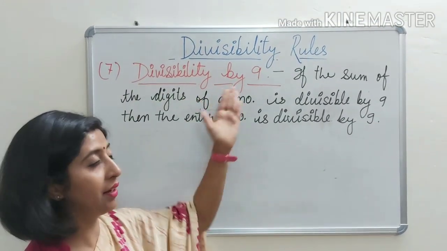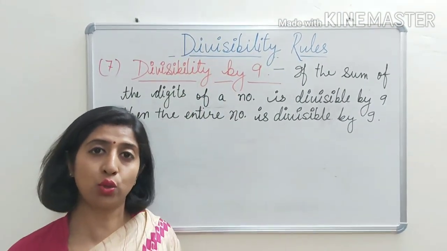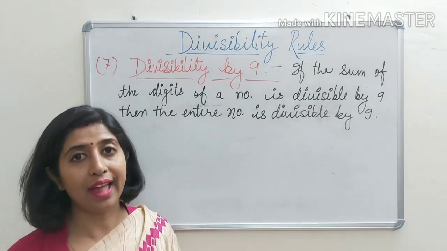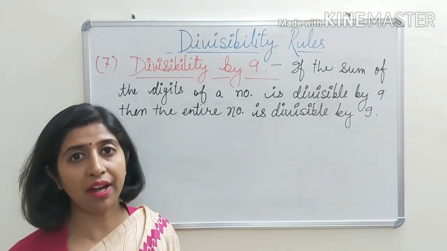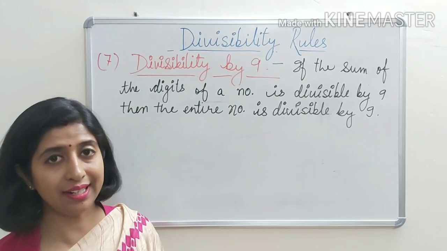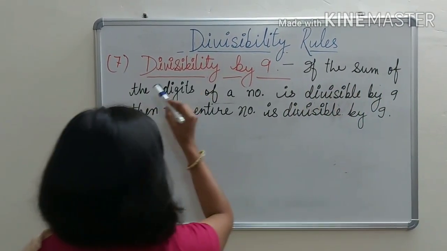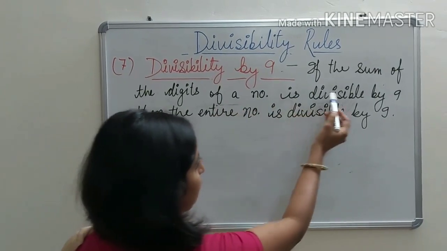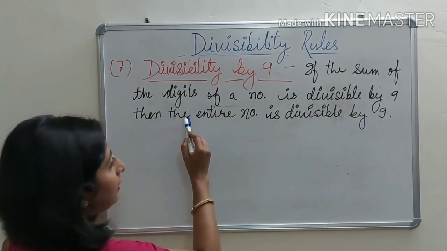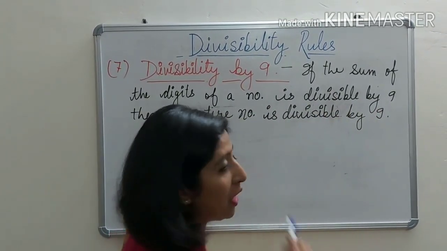Divisibility by 9. With the help of this rule, we'll come to know whether a number is divisible by 9 or not. Let's see what the rule is. If the sum of the digits of a number is divisible by 9, then the entire number is divisible by 9.